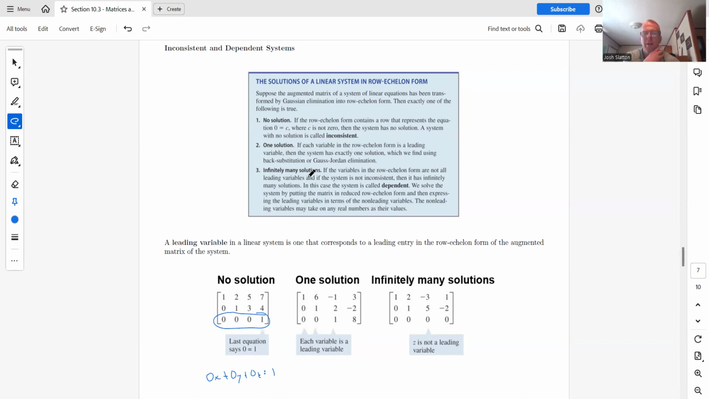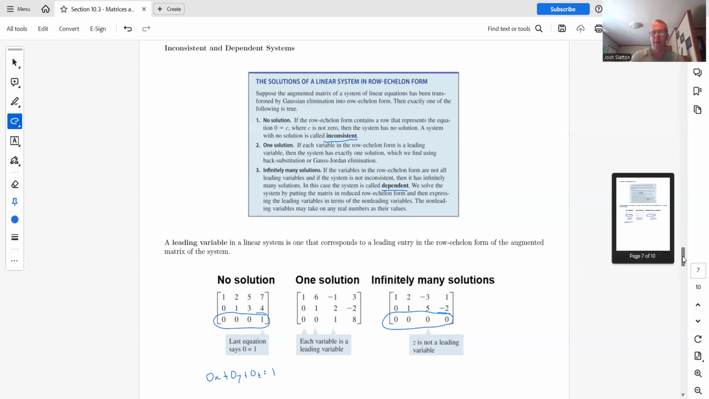And then we can have infinitely many solutions, and this is called dependent. So we have inconsistent when there's no solution, and dependent is where there are infinitely many solutions. And what this looks like is when you have a row with all zeros. Anytime you have that, that will tell you that you have infinitely many solutions. We'll see an example in a minute for what that looks like.